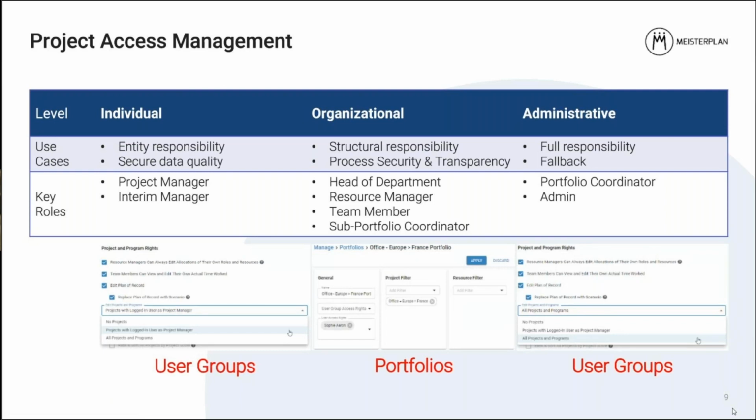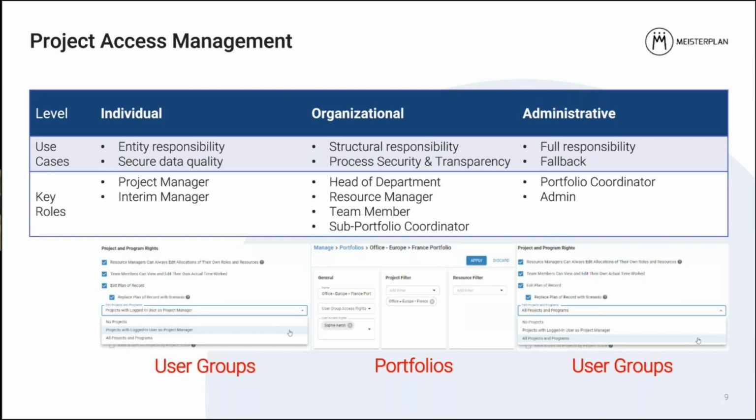Today in Meisterplan, those three levels are served at very different locations. While the individual and administrative can be observed in the user groups, like shown by Achim earlier during this presentation, via specific rights configurations, the organizational level can be found in our portfolio configuration, likewise shown before. Portfolios, however, are not really fully meant to form a project access management level.